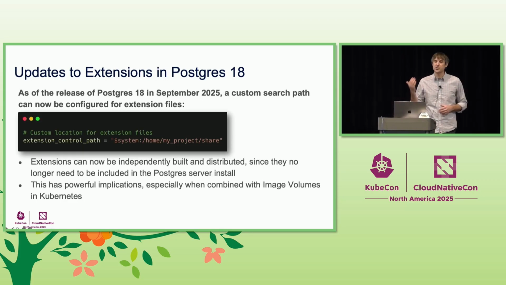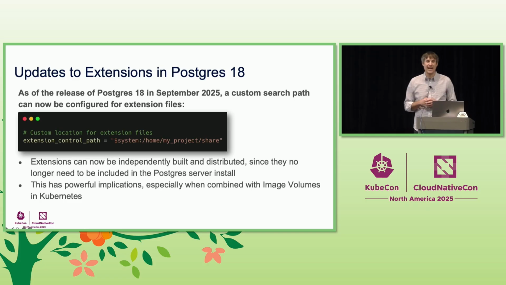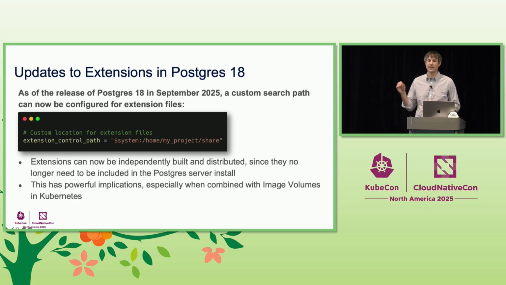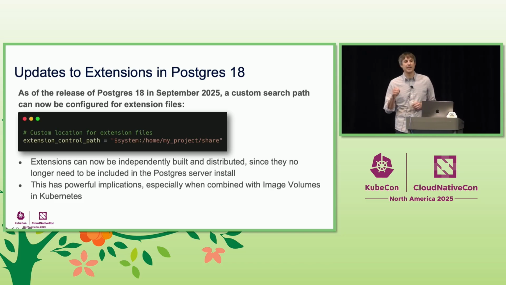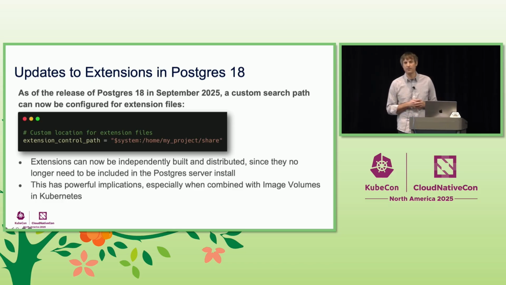So what exactly has changed with extensions in the latest version of Postgres? Postgres 18, which was released in late September, adds a new configuration setting, specifically the extension control path setting that you see on the screen, that allows you to configure Postgres with a custom search path for locating extension files.